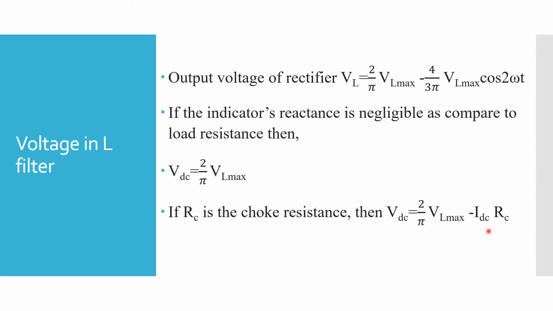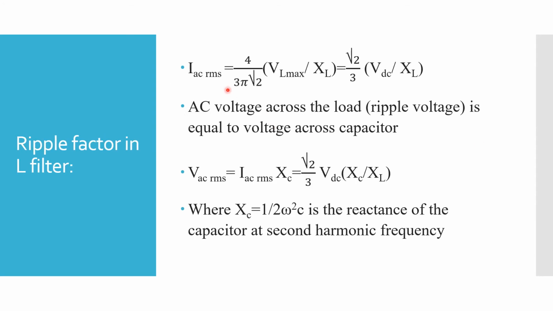The ripple factor is the ratio of the AC present in the output signal and the DC. So, the most effective way to minimize this ripple factor is to increase the value of inductive reactance. And suppose we improve this value of inductive reactance, then our equation becomes I RMS is equal to 4 by 3 pi under root 2 V L max by X L, which is nothing but root 2 by 3 V DC by X L.